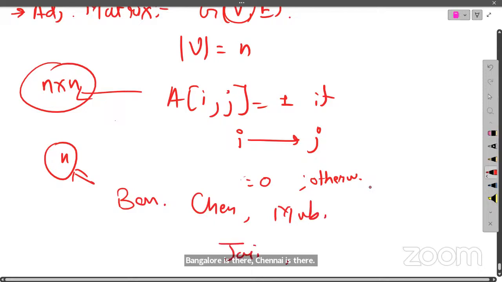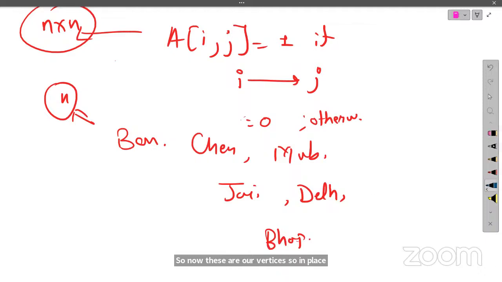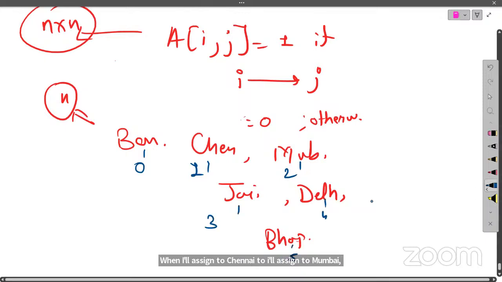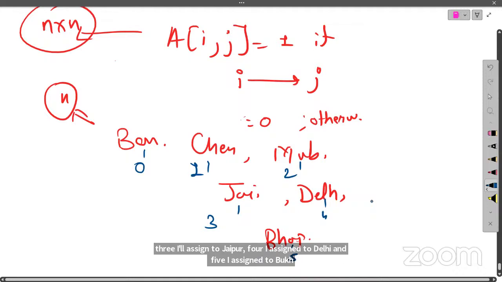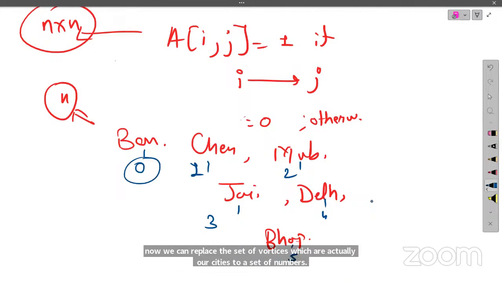is there, Delhi is there, and another city, suppose Bhopal, is there. Okay, so now these are our vertices. In place of these city names, I'll assign numbers. I'll assign 0 to Bangalore, 1 to Chennai, 2 to Mumbai, 3 to Jaipur, 4 to Delhi, and 5 to Bhopal. So now we can replace the set of vertices, which are actually our cities, with a set of numbers. That means we can take 0, 1, 2, 3, 4, 5 to be our vertices.